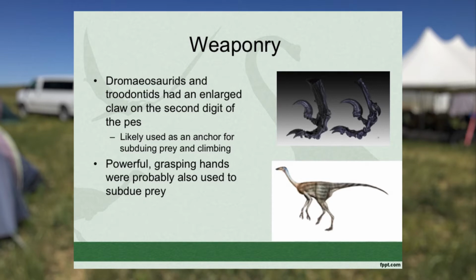And troodontids usually had these enlarged claws on the second digit of the pes. So you can see these big claws, once again made famous in movies, that were probably used for subduing prey. If you got caught by this in the stomach, it would hurt. It would disembowel you. But recent studies have said that they may not have been that efficient at slicing and dicing prey. What this also would probably be useful for is climbing. So an anchor for climbing. So not only could this be used for subduing prey, but also for scaling trees.